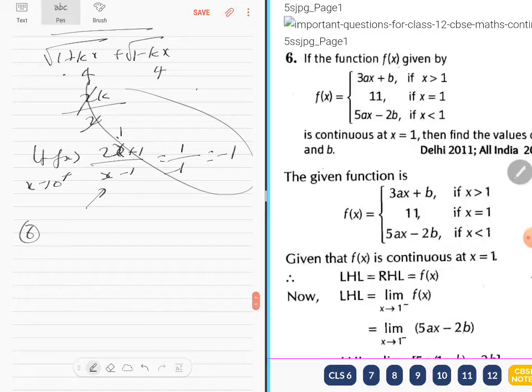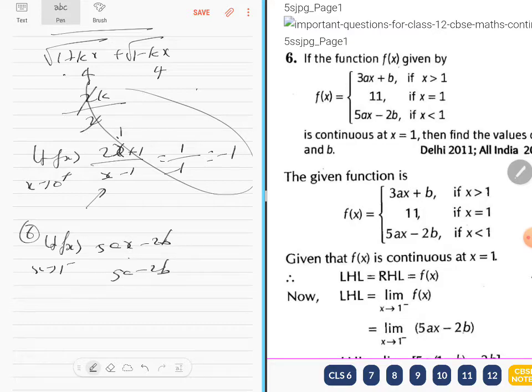Okay, so once again, sixth question. Can you see this is going to be less than 1, greater than 1, equal to 1. Therefore, I'm going to approach limit of f of x, x tends to 1 from the left. What is the formula? Less than 1 formula is here. Don't by mistake copy that. They have interchanged cleverly. 5ax minus 2b. Here, direct substitution. There is no denominator. Can I substitute x as 1? So 5a minus 2b is my left limit.